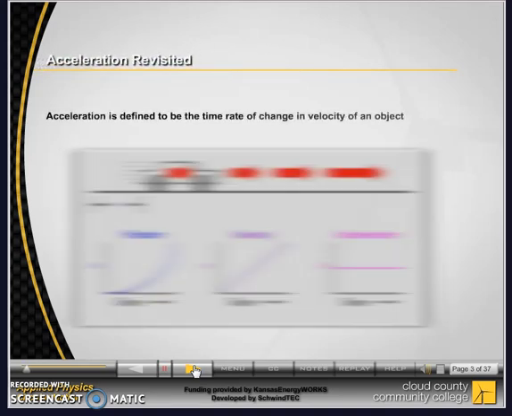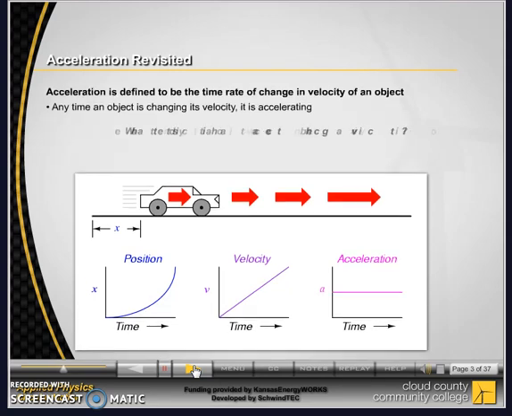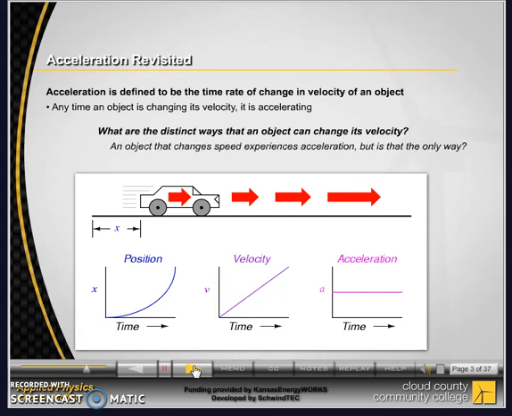Recall that acceleration is defined to be the time rate of change in velocity of an object. This means that any time an object is changing its velocity, it is accelerating. So, what are the distinct ways that an object can change its velocity? We've seen that an object that changes speed experiences acceleration, but is that the only way? What if you are not going in a straight line direction?